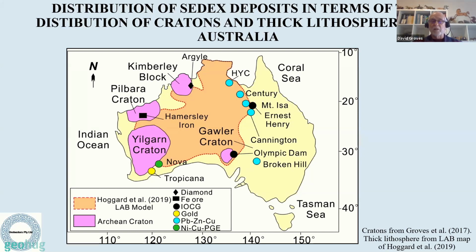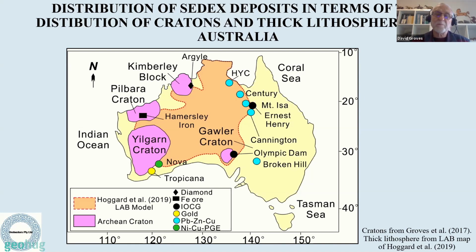Olympic Dam, Broken Hill, which I think are extremely unusual deposits that formed in rifts. They're extremely high temperature, low pressure zones, and were all metamorphosed to granulite facies because of the high heat flow, rather than overthrusting or some other tectonic process. So they're not sitting in that position.